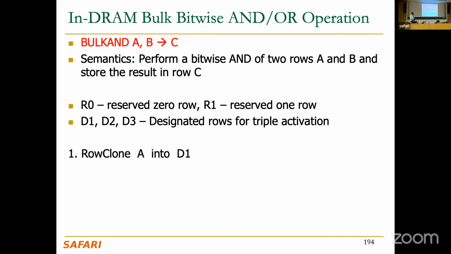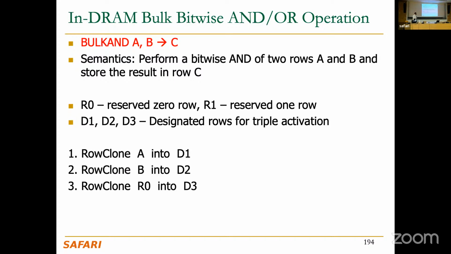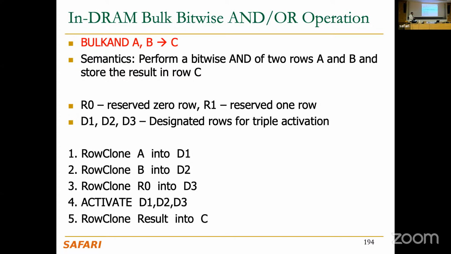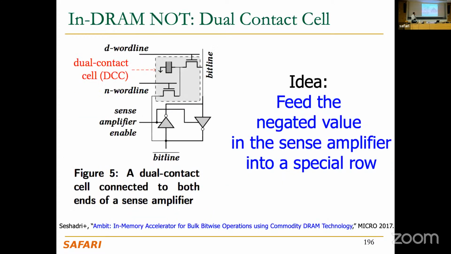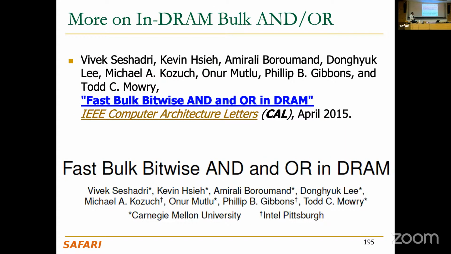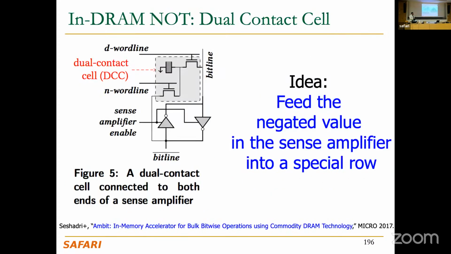So basically you copy the data into some dedicated rows because this operation is destructive. Then you send the activation to the 3 rows at the same time, and then you copy the result back to another row. This was initially proposed in the Seshadri paper in 15, and later on we improved it in the Ambit paper. So we can do AND and OR, we can do copy.